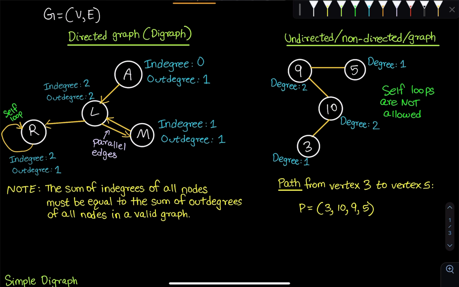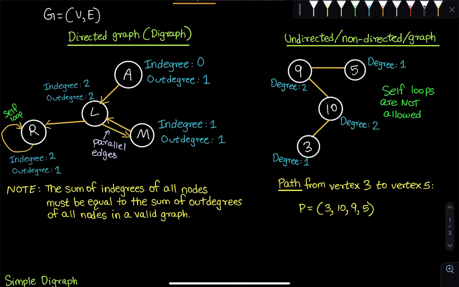If we take, for example, the node M, it has an in degree of 1 because there is one edge coming into this vertex from L, and it has an out degree of 1 because there is an edge going from vertex M to vertex L. Here you can see that these are parallel edges, because there is one edge coming to M from L, and another edge going from M to L. This is called a self loop because there is an edge going from R, and that same edge is also coming into R. In other words, one edge contributes to the in degree and out degree of the same vertex.